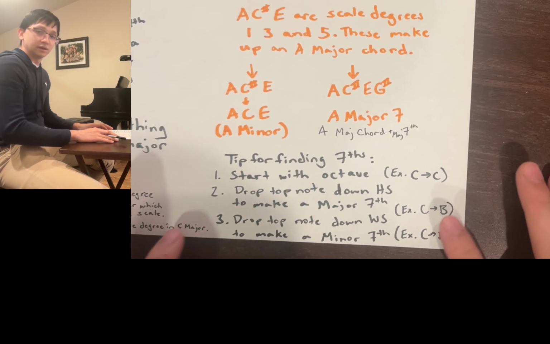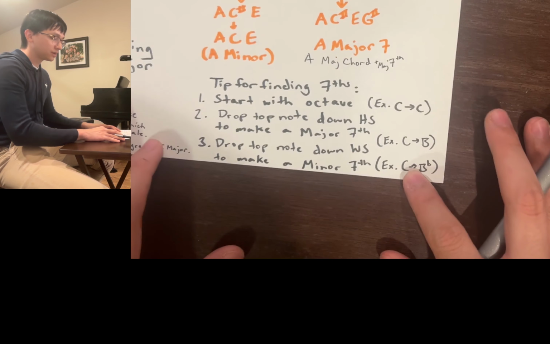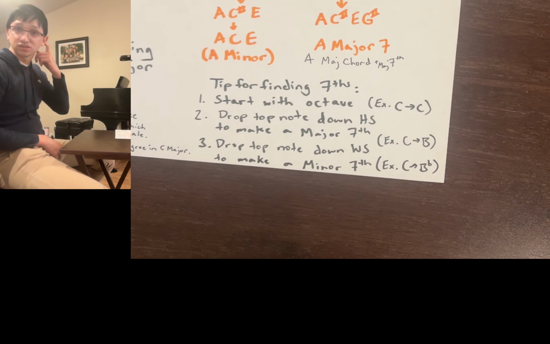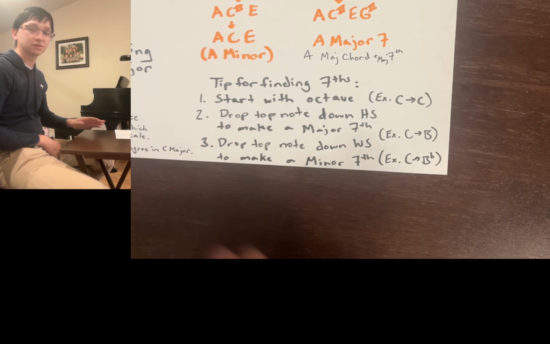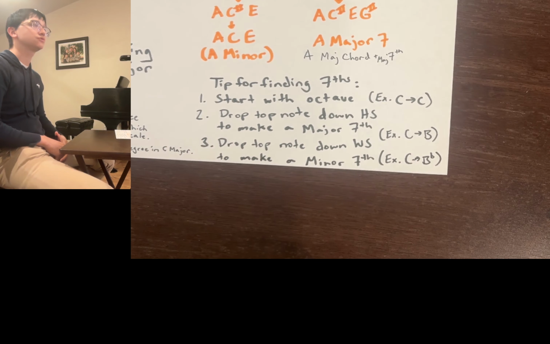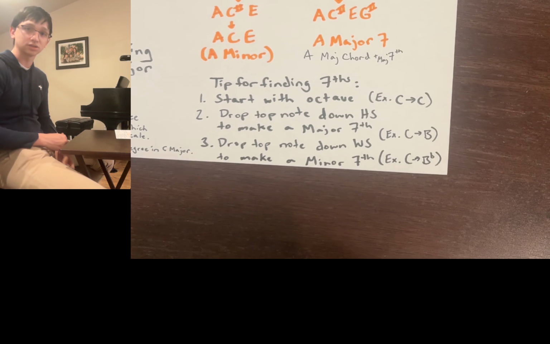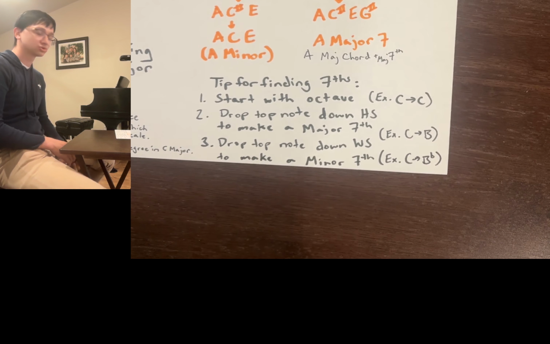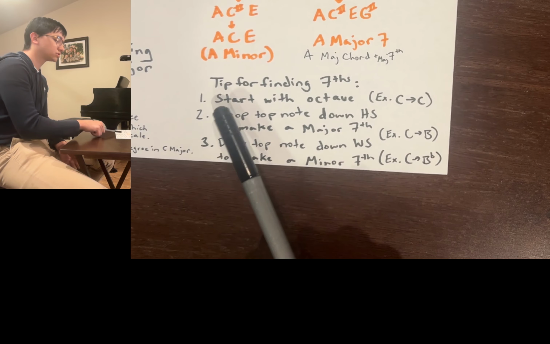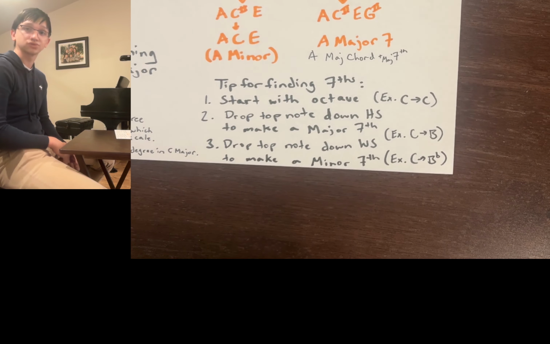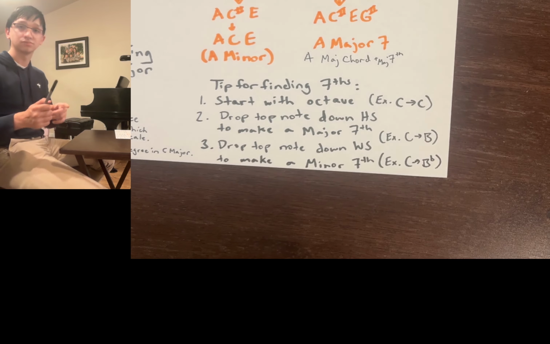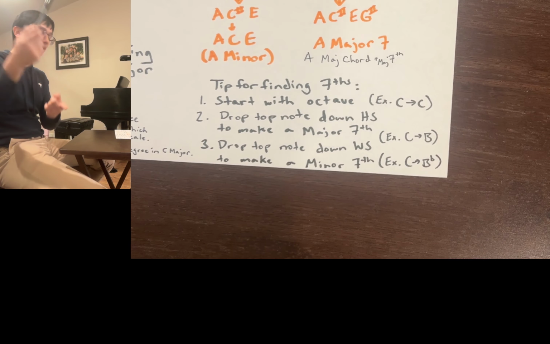Now, I've written underneath this a tip for finding major 7ths and other 7ths in general in terms of the interval, because this can oftentimes be a little bit tricky, especially if you aren't too sure about your key signatures for major scales. There's a really, really easy way to find a major 7th versus a minor 7th. The first step is you start with an octave. So for example, C to C, right? C to the very next C would be an octave.